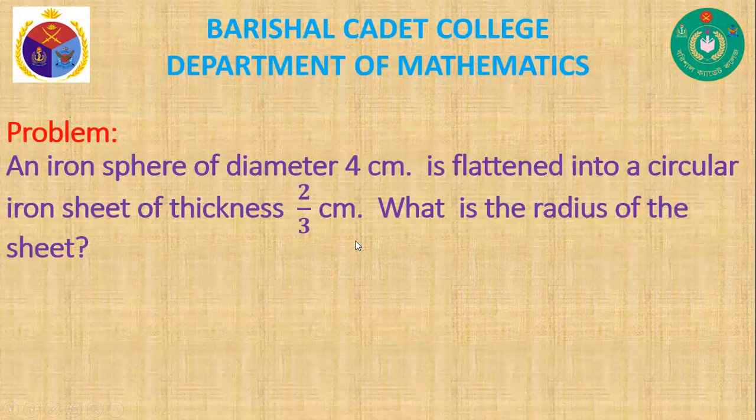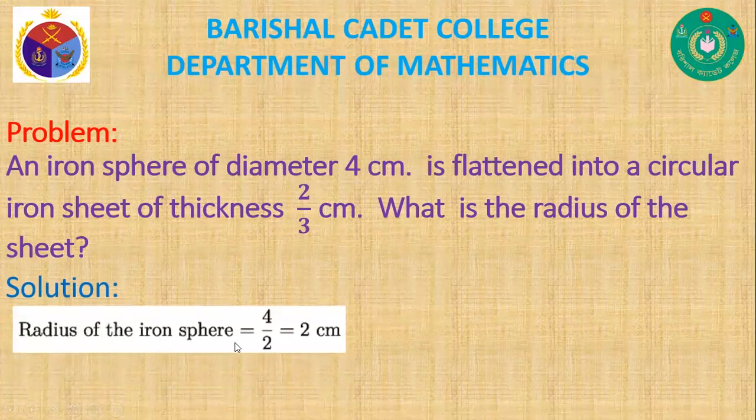Now cadets, we will solve a problem by applying the formula we have already discussed. The problem is: an iron sphere of diameter 4 centimeter is flattened into a circular iron sheet of thickness 2 by 3 centimeter. Then what is the radius of the sheet? So boys, let's start.